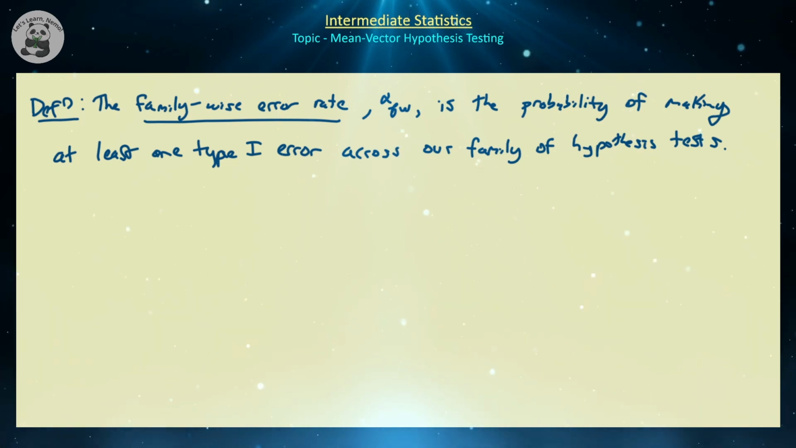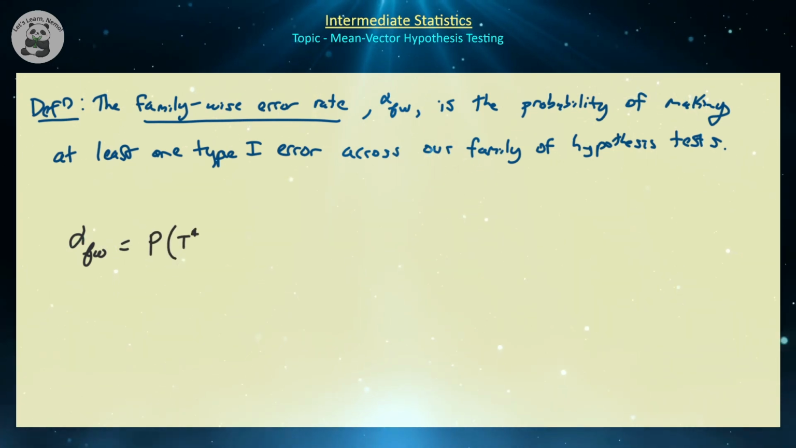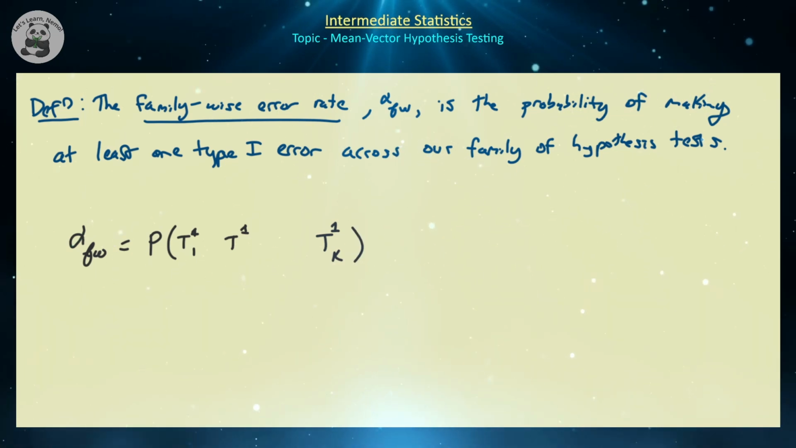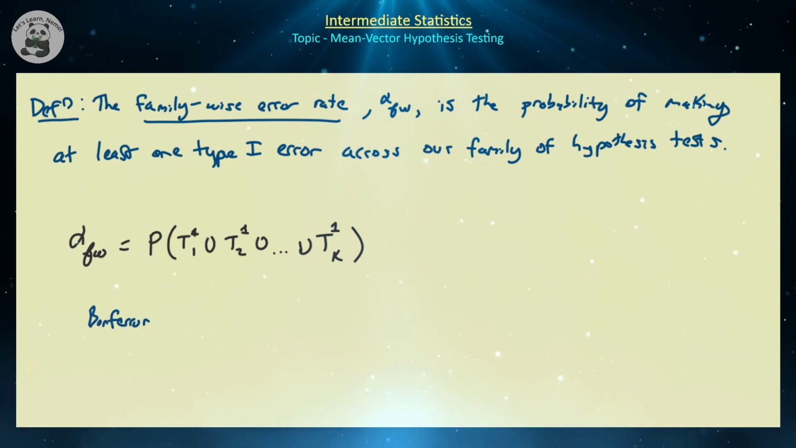If that is the case, we can write this as a probability statement: the family-wise error rate is the probability of making a type 1 error for our first confidence interval, a type 1 error for our second null hypothesis, all the way out to a type 1 error for our last. Technically we can represent this as unions as well, so we can write it as T11 union T12 union, all the way down to T1k.